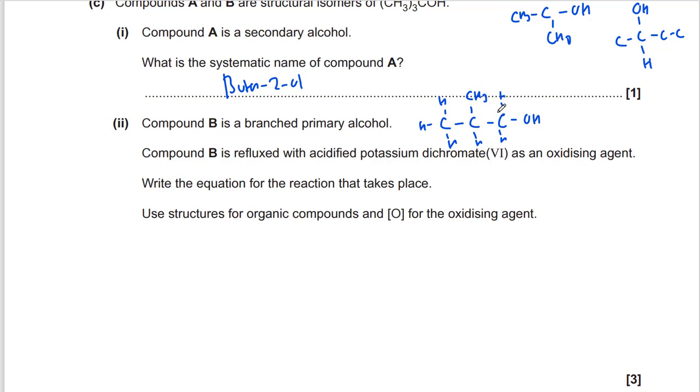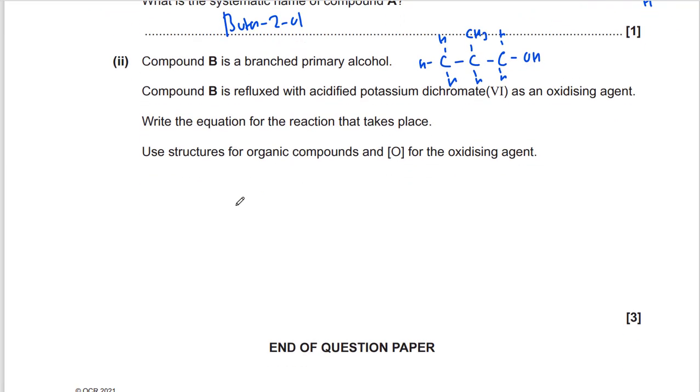So this is what we're starting with. And it says use structures for the compounds. So it doesn't matter what formulas you use. It just says use structures. So let's just do it like this. If we carry out this equation, then we're refluxing with dichromate. So 1, 2, 3, 4. Let's put this on and this on. Nice and straightforward, this. Not overly complicated. There we go.